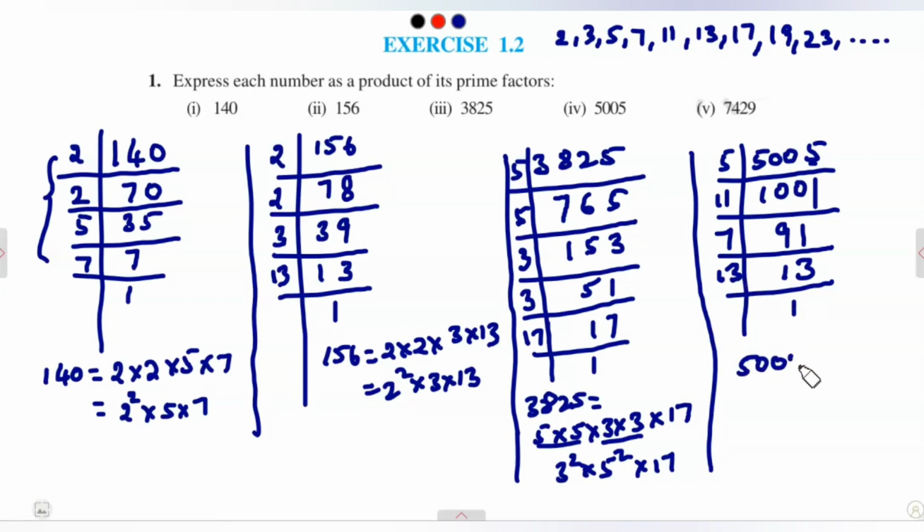5005 can be written as 5 into 11 into 7 into 13. If we write in increasing order, you can write it as 5 into 7 into 11 into 13. This is the prime factorization of 5005. Generally, we prefer to write in ascending order. Whatever tables you may take in the beginning, finally write your answer in ascending order, so it will be a unique answer for everybody. Right? So now let us do 7429.